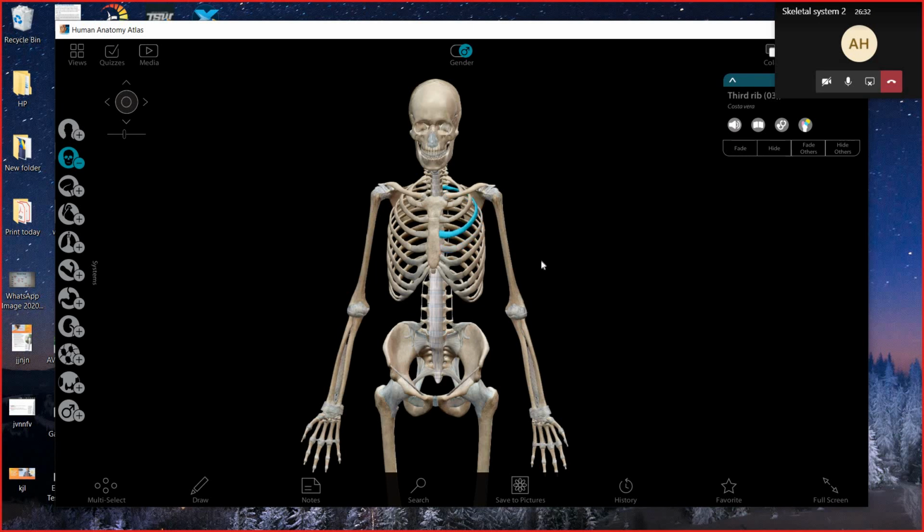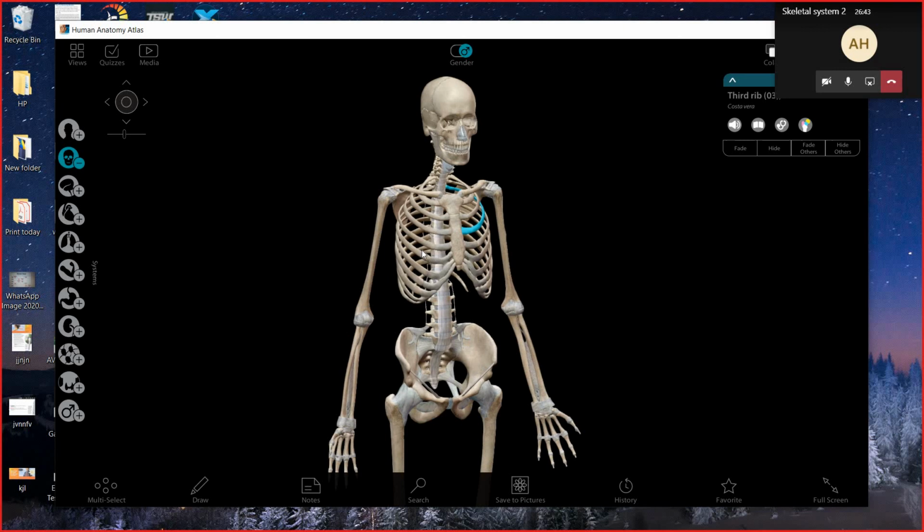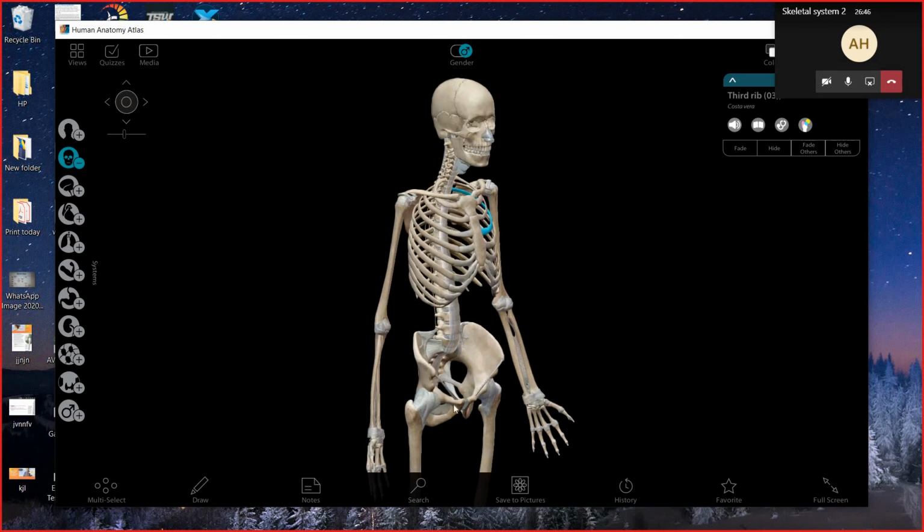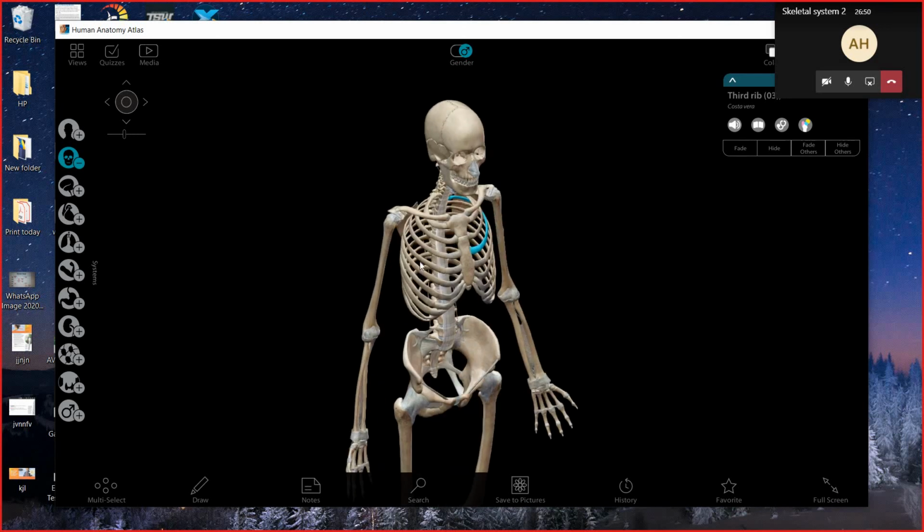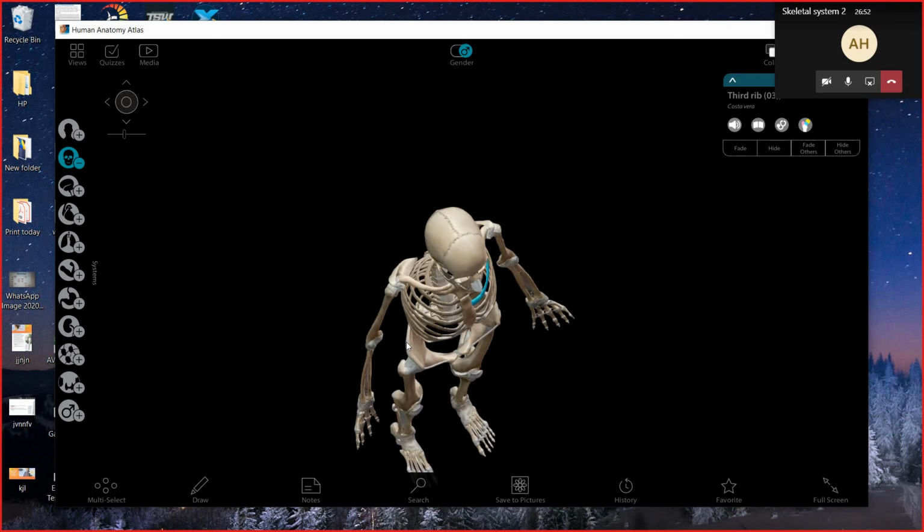So this is the axial skeleton: the skull, backbone or vertebral column, and the rib cage. Now, what about the appendicular skeleton? The appendicular skeleton includes the bones of the arms and the bones of the legs. First of all, the bones of the arms.